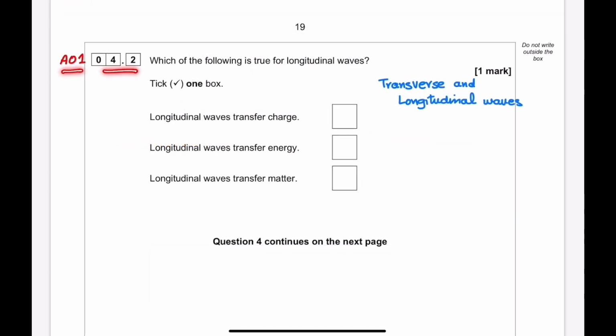4.2 is an AO1 question. It is from the topic of transverse and longitudinal waves. Which of the following is true for the longitudinal waves? Tick one box. Longitudinal waves transfer charge. Longitudinal waves are not carrying any charge. Therefore, this is a wrong option.